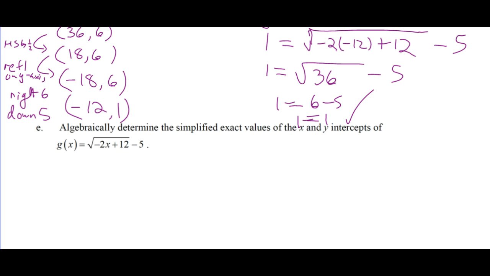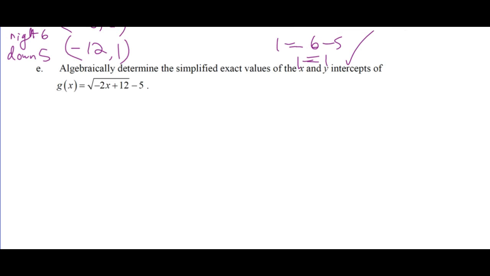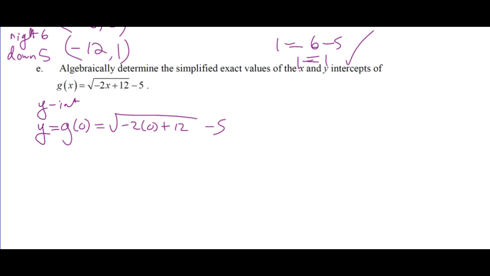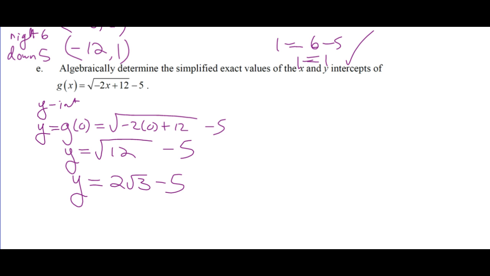Algebraically determine the simplified exact values of the x and, again, the x and y intercept. Okay, so what do we do? Well, y-intercept is the easiest one, right? So the y-intercept is g of 0, negative 2 times 0 plus 12, minus 5, which is clearly not underneath the radical sign. Right? So y is equal to root 12. So y is, what's the root of 12? 2 root 3? So the y-intercept is 2 root 3 minus 5.